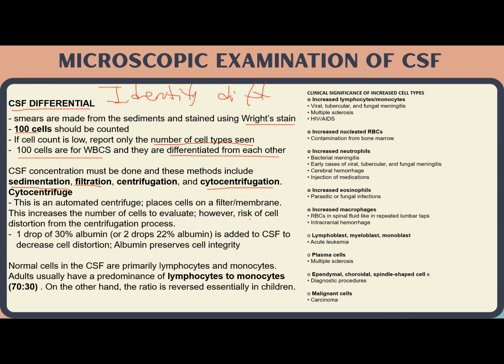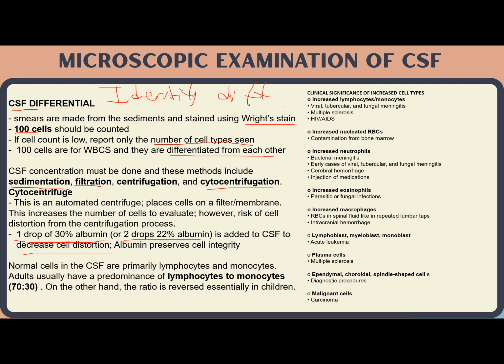So to remove the risk of the distortion, yung masisira yung cell nucleus, what you need to do is that you're going to add 1 drop of 30% albumin. In some cases, 2 drops of 20% albumin. So by doing this, you decrease cell distortion. Albumin would preserve cell integrity.